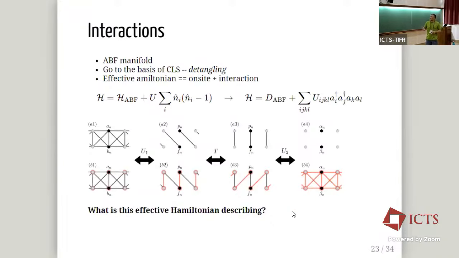So now if you want to understand, again systematically, the effect of the interactions, we repeat the steps we did for the single particle disorder case. We take the all-band flat manifold, we add the interaction, and then we reverse the construction, this sequence of local unitary transformations that led to the all-band flat network. We add the interaction, we reverse it, and we end up with a new effective model, which again we expect would provide some intuition as to what is the effect of the interaction.